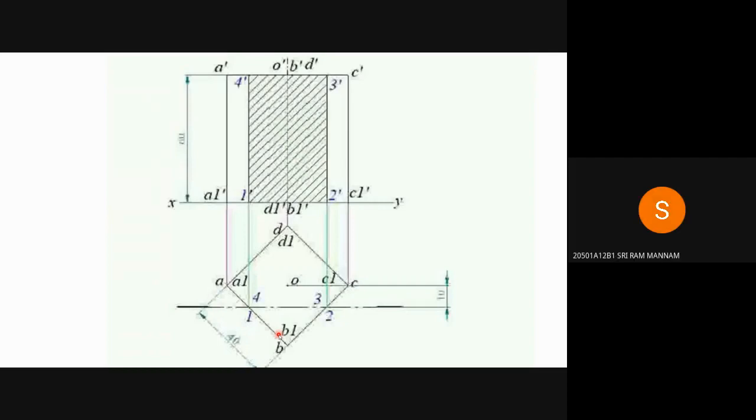Sir, how do we know the positions of 1 dash, 2 dash, 3 dash, 4 dash? So actually there are 4 points. Let us assume, this is our assumption, but we should take it in an order. 2 points must be on the bottom base and 2 points must be on the top base. So choose them in an order.